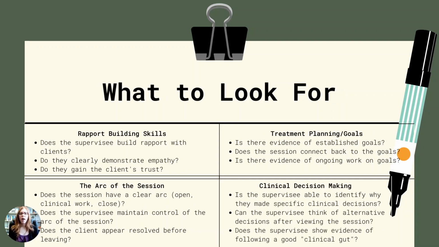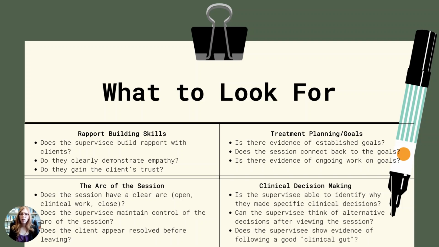So let's talk about, finally, what to look for when you are observing the student. We want to notice, okay, are they building rapport? Are they demonstrating those skills? Are they demonstrating empathy? Or is it evident that the client has some level of trust for them? Certainly if it's a session with a client they've been working with for a while, we should see that there is that rapport already built.